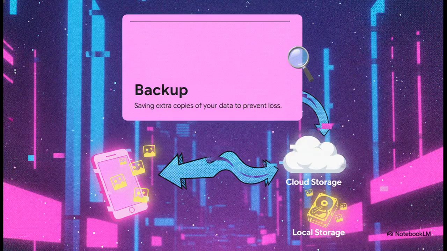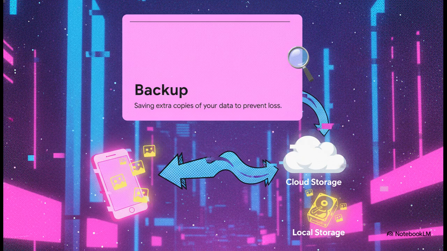Second is backup. This is the act of saving extra copies of your data to prevent a total catastrophe. Remember those 100 family photos we talked about? If you only have them saved locally on your phone and your phone shatters, those memories are just erased forever. Having a cloud backup means a remote server has a duplicate copy, safe and sound.